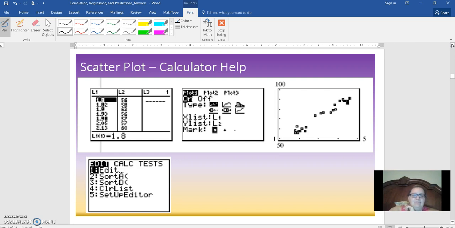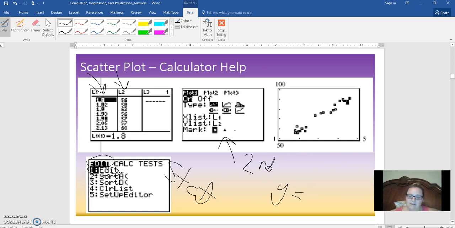All right, so if we want to do scatter plots, we're taking statistics. To get this, you're going to go to Stat, and then click on Edit, and then type it into List 1 and List 2. Then we're going to push second y equals. Look here, that's what that looks like. Then you need to push enter, and that's when you get to this screen.